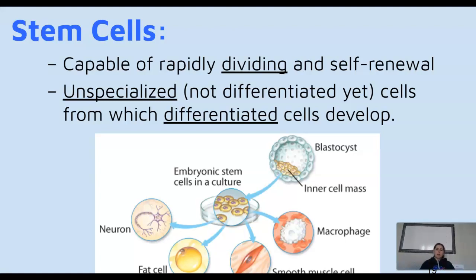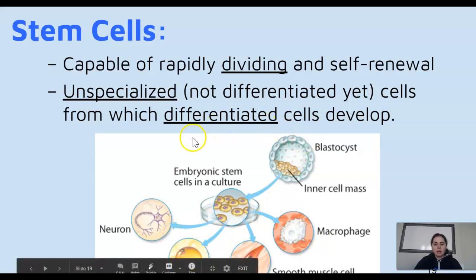All right. The next thing we're going to talk about is stem cells. We talked about eukaryotic and prokaryotic cells, and that eukaryotic cells were specialized. Stem cells are kind of cool because they are not specialized, but they are able to reproduce very quickly, which is beneficial because we want to take advantage of the fact that these cells have no differentiation. They are capable of rapidly dividing and of self-renewal. They are unspecialized, meaning not differentiated yet, and that means any type of cell can develop from them. It doesn't have to be a bone cell going to a bone cell. It can be anything.